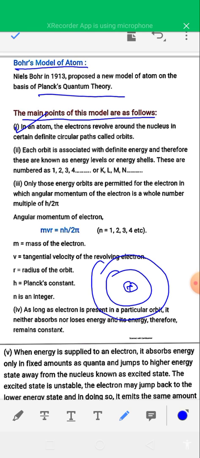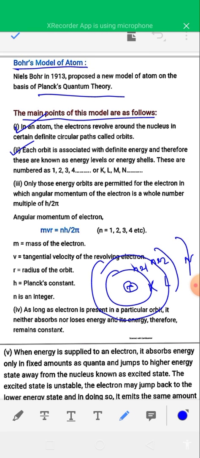Second point: each orbit is associated with a definite energy, and therefore these are known as energy levels. Each orbit is known as an energy level or energy shell, and these are numbered n equal to 1, n equal to 2, n equal to 3, like this, or K, L, M, N shell, like this.